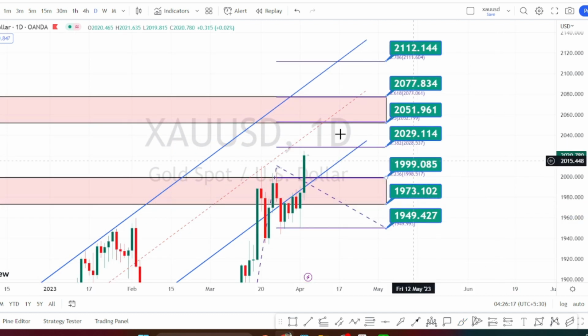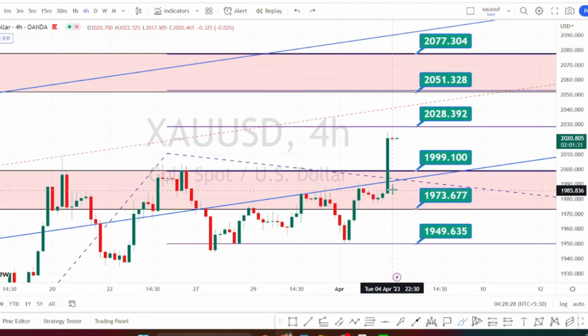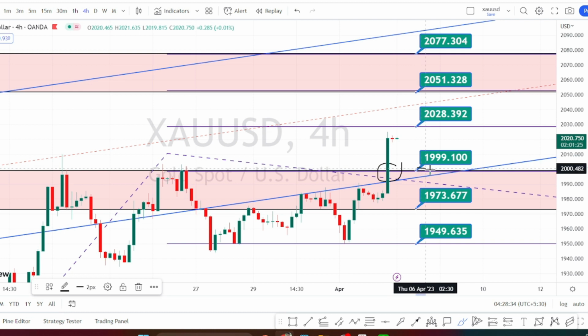Let us look at the price action in 4 hours time frame. I am in 4 hours time frame, and in yesterday's price action we can clearly notice that the candlesticks has given a very strong breakout from this resistance level of 2000, and it has also closed above this resistance level, which shows the continuation of the bullish trend in 4 hours time frame also.